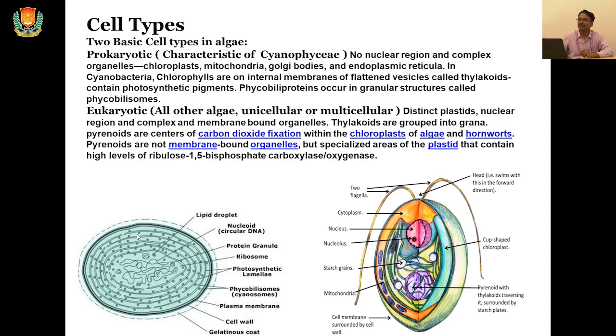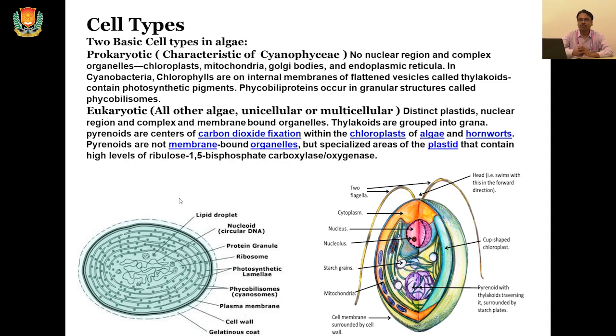In cyanobacteria, chlorophylls are on internal membranes of flattened vesicles called thylakoids, and they contain photosynthetic pigments. Here you can see the thylakoids, and in thylakoids chlorophyll is present, and on the surface of these thylakoids phycobilisomes are formed. Phycobiliproteins occur in granular structures called phycobilisomes.